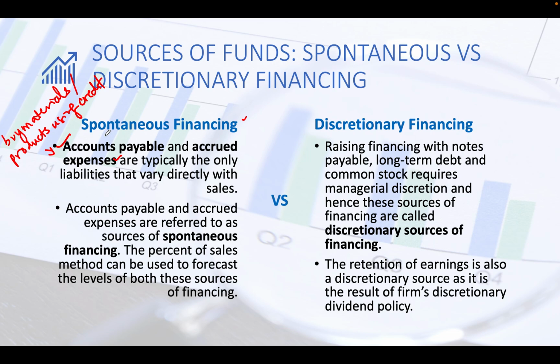Jual dulu, lepas jual baru bayar. So that kind of things, dia akan masuk dalam account payable. So when a business buys with credit, it's spontaneously giving a fund to the business. Maksudnya untung atas angin lah, dia tak keluar modal untuk beli produk tersebut. So dia akan bayar produk tersebut selepas dia menjual. That's when account payable becomes a part of modal lah sebenarnya.